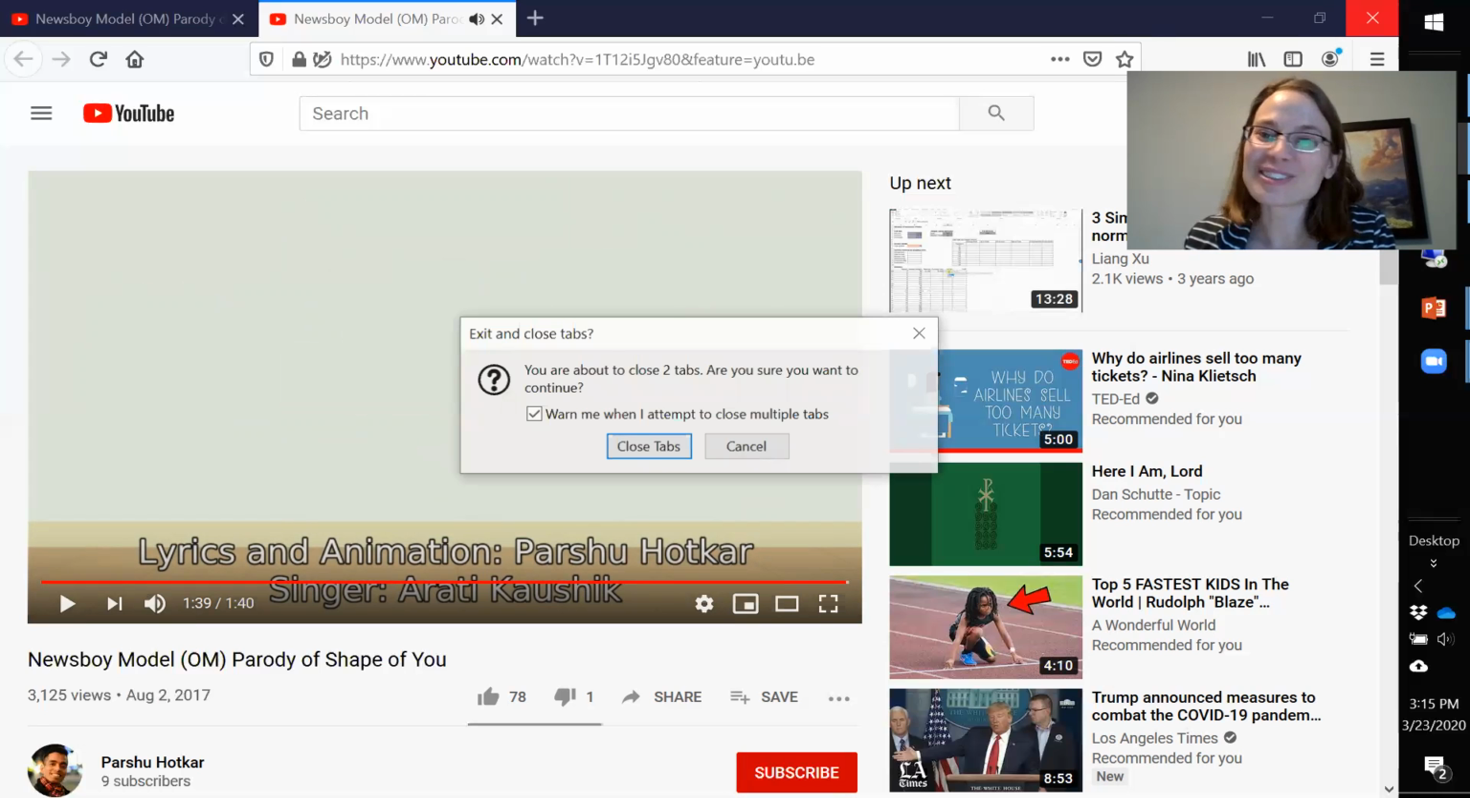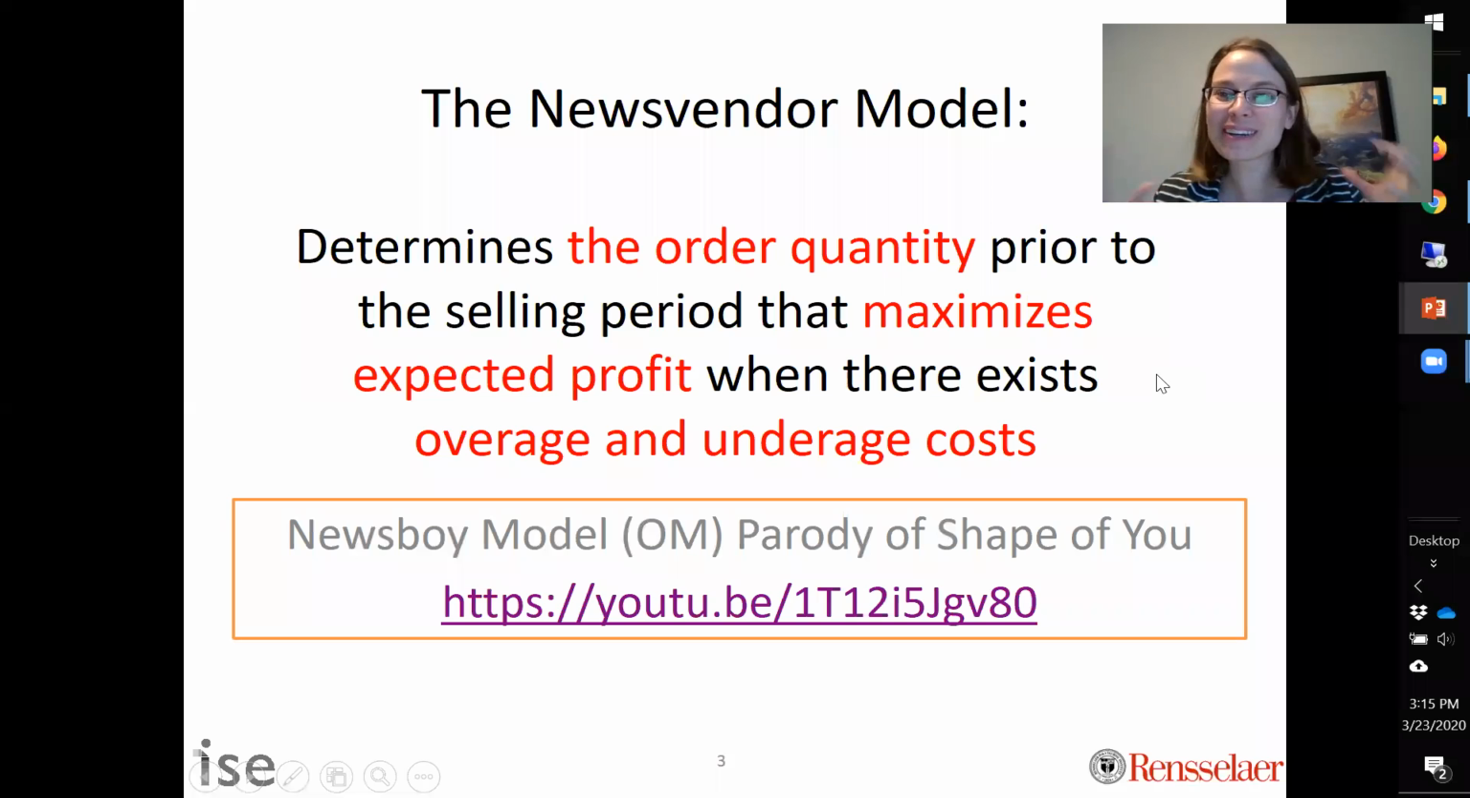So that is the Newsvendor model. And so what did we hear there? We heard that demand was fluctuating, so demand is uncertain. And there were also these overage and underage costs, which we'll get to in more detail.